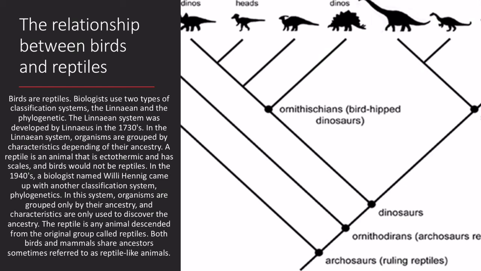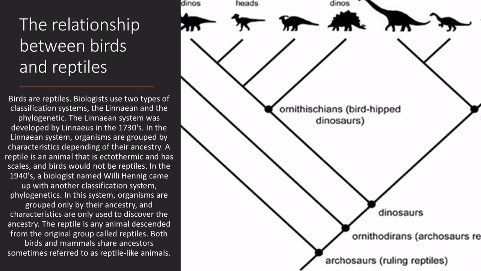Biologists use two types of classification systems, the Linnaean and the phylogenetic. The Linnaean system was developed by Linnaeus in the 1730s. In the Linnaean system, organisms are grouped by characteristics depending on their ancestry. A reptile is an animal that is ectothermic and has scales, and birds would not be reptiles.